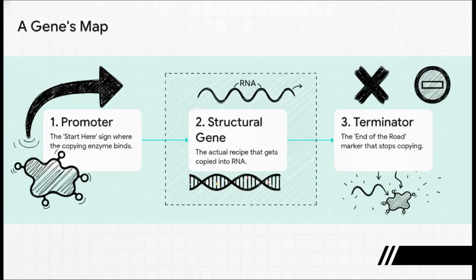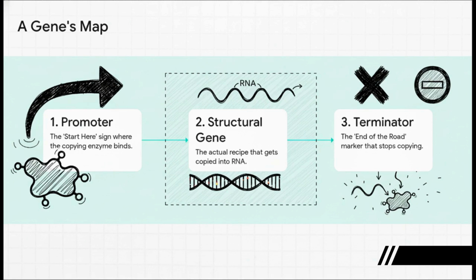Okay, this is so important. A gene is defined by these three parts. First up, you've got the promoter. Just think of it as a giant start here sign. It's where the RNA polymerase latches on. Second, you have the structural gene. This is the actual recipe itself, the part that gets copied. And third, there's the terminator, which is basically the stop sign that tells the enzyme its job is finished.